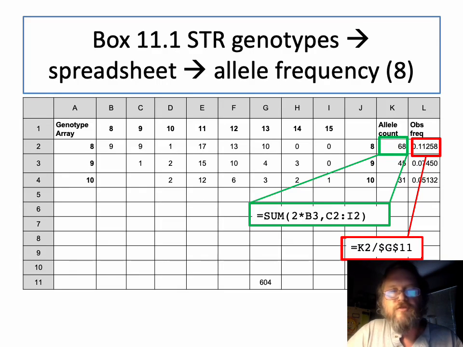So this is a representation of a spreadsheet. Okay, so columns A through L, rows 1 through 11. Your box 11, the sum of the allele counts is actually in column K. I've moved it over here because my head's blocking.